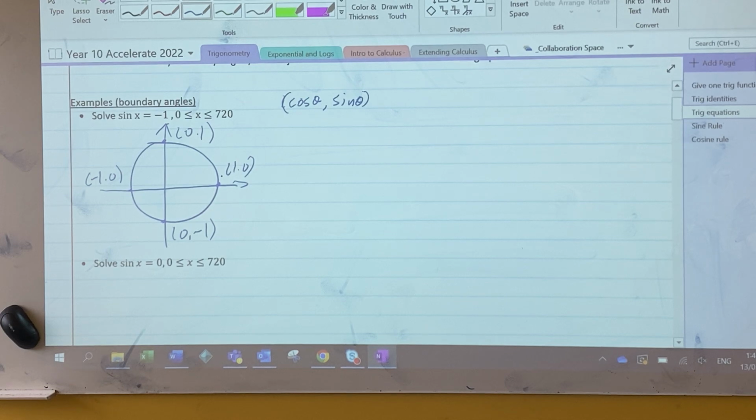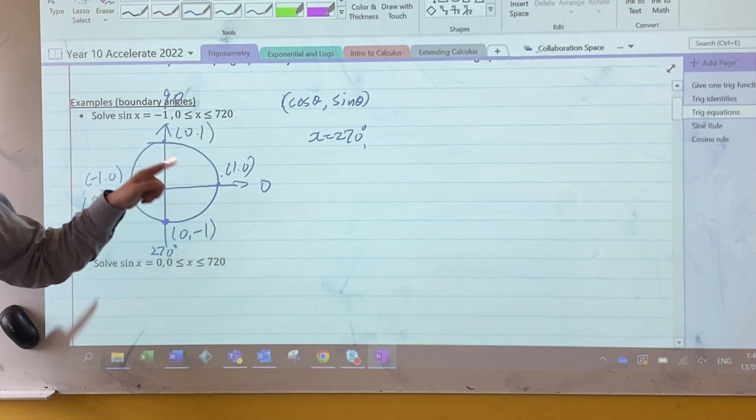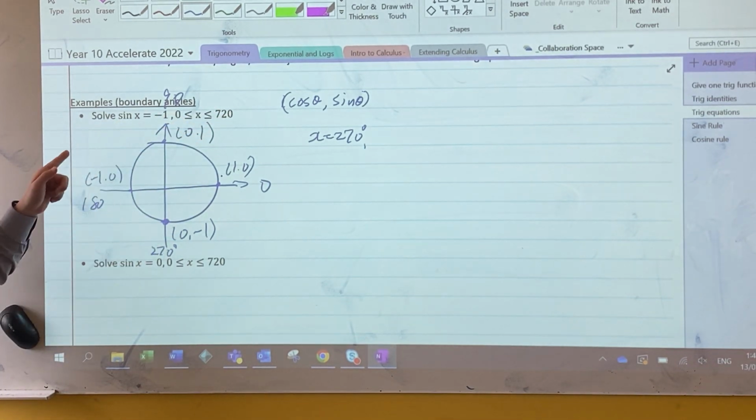So the point where sine x is -1 is this one here. That's 0, 90, 180, 270 degrees. Make sense? So we say x equals 270 degrees. However, the question says x is between 0 and 720 degrees, so we're going to look within this domain for any other possible values.